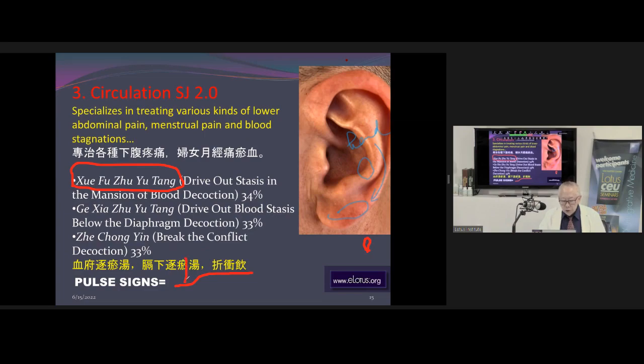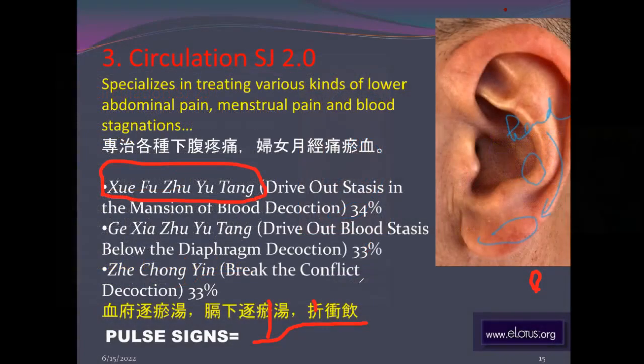Chun. The chun is deep and scattered. If you don't know what the scattered pulse is, go to my pulse book. And the chun, I like to use xuefu zhuyu tang for all kinds of problems that appear on the upper jaw, the head, the neck, and shoulder. Majorly it is mental disorder.